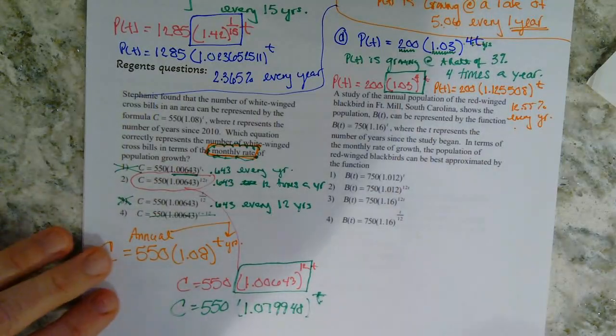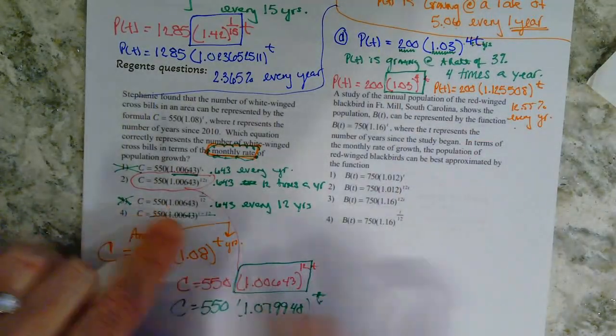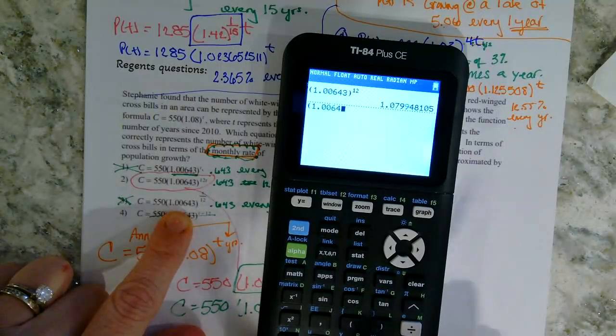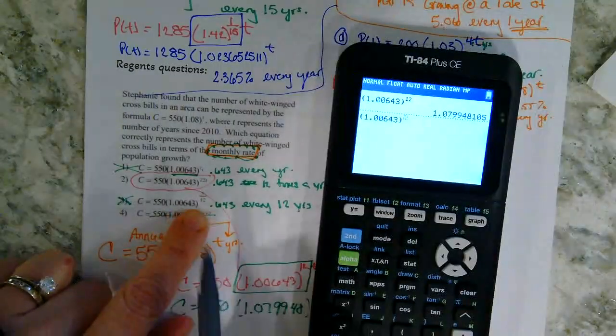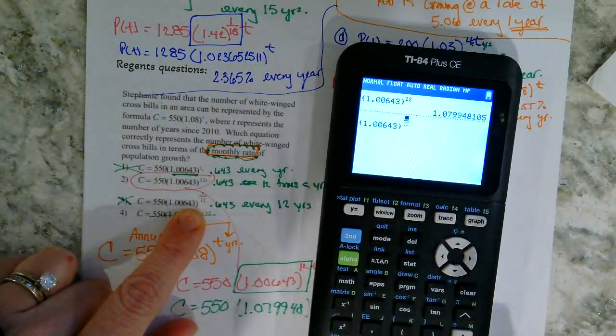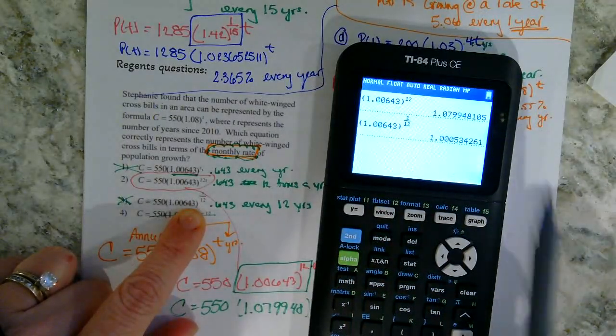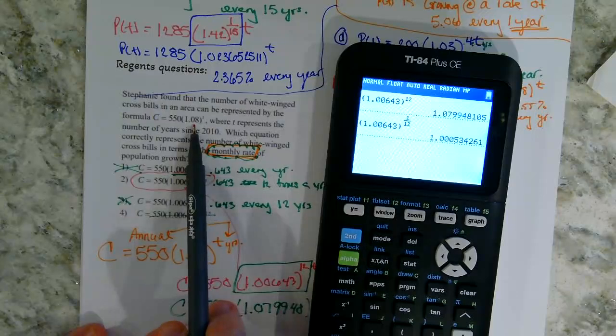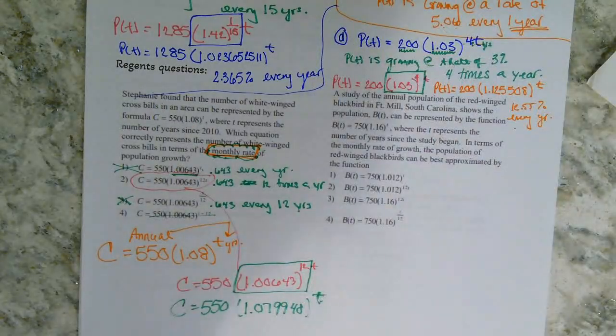Now, just for fun, maybe I thought it was choice C. This time, I would take that number, that 1.00643, and I would raise it to what fraction? This would be a 1 over 12. And I get 1.0005, which is not close at all. So I am pretty confident in choice 2.